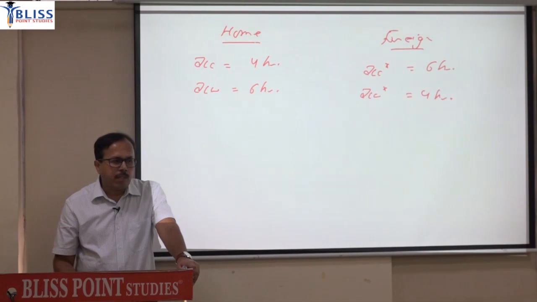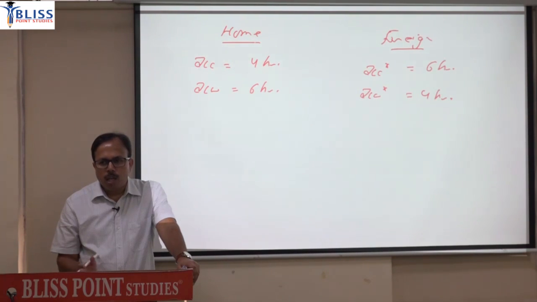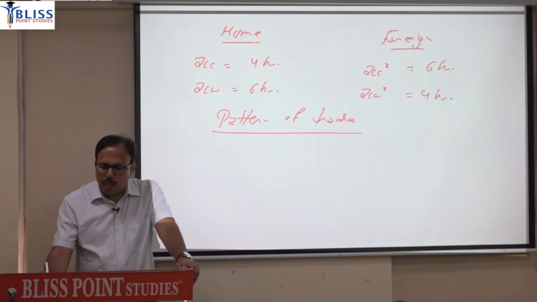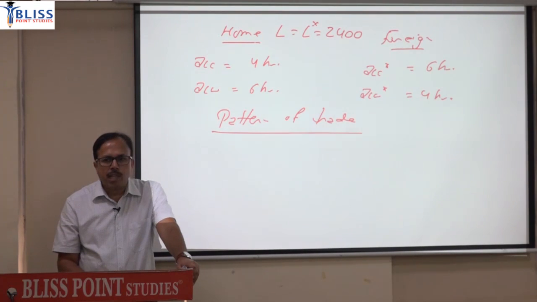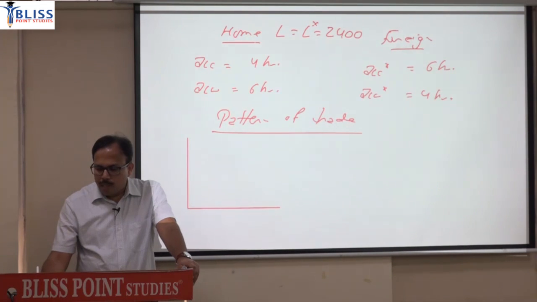So what is the pattern of trade here? Pattern means which country will export which product and import which product. So from there we can calculate the pattern of trade. Suppose both countries are endowed with the same amount of labor hours. L and L star have the same value. The difference is in productivity. So if there is a difference in productivity, you can draw the PPF for the home country and the PPF for the foreign country.